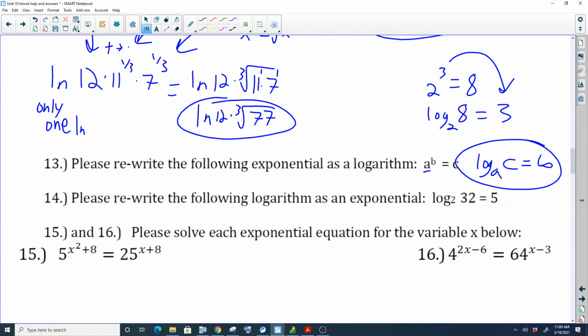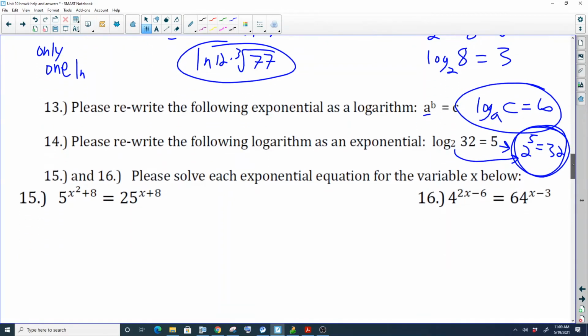Now let's go the other way, because that was exponential to log. Now we're going to go log back to exponential. To go back to exponential, we still use our base, so 2 to the 5th power equals 32. Awesome. Nice. And that's our answer.